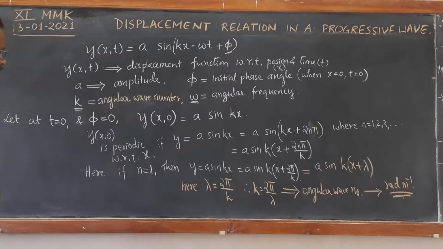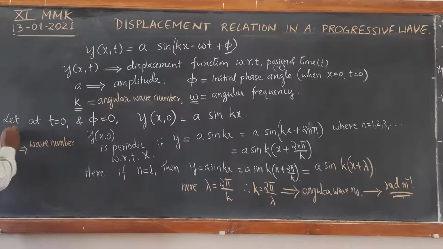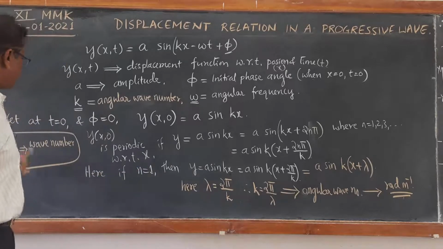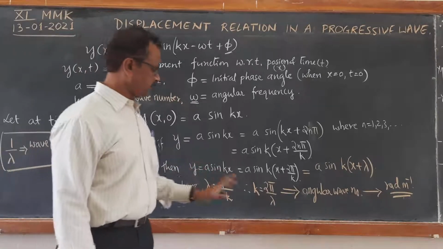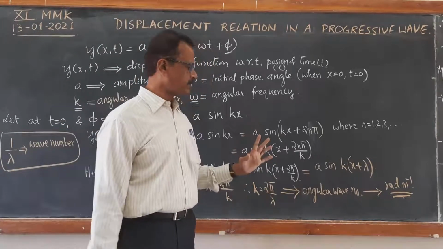And one more quantity is also there, that is 1 by lambda. 1 by lambda is just called wave number. This will have a different notation. Let us not have any confusion here. k is the notation for angular wave number, which is 2 pi by lambda, right?